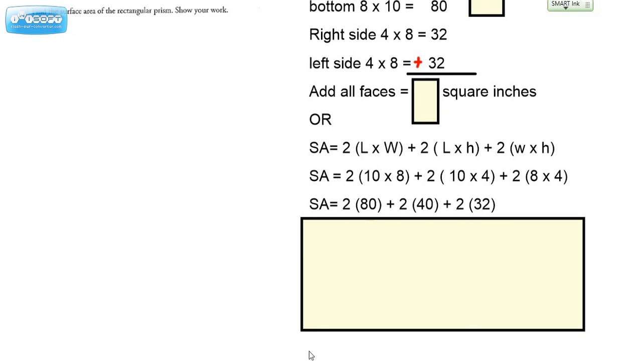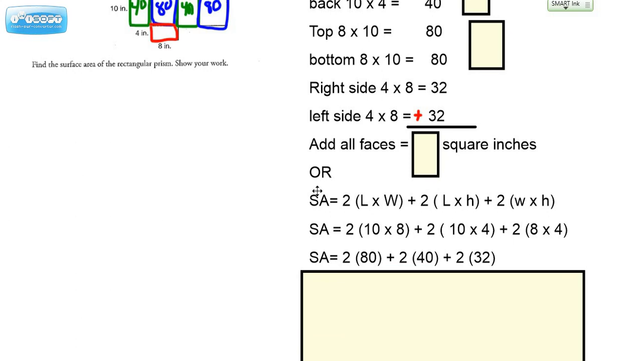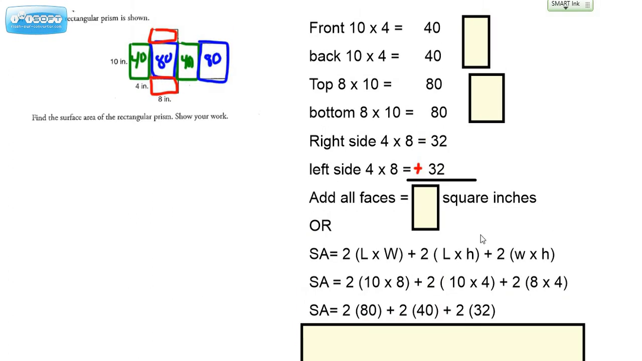So you have to pick how you're going to show your work. Either list out all the faces with the separate areas and show them all being added together, or write the formula down, put in the substitution, and then you have to simplify all the way down till you have that one number answer. All right, good luck finishing this up.